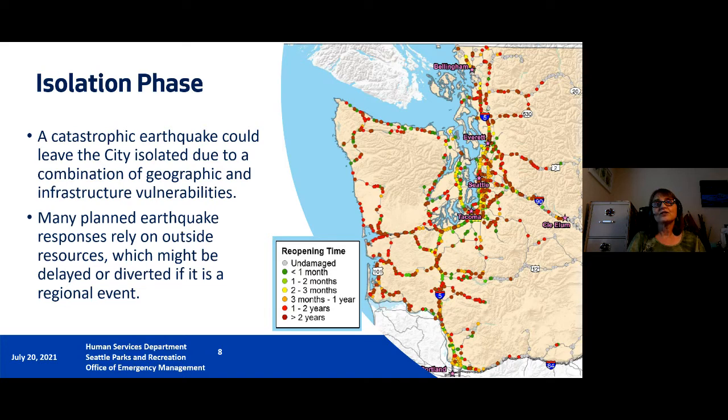With the infrastructure damaged, a catastrophic earthquake could leave the city isolated due to a combination of geographic and infrastructure vulnerabilities. Many planned earthquake responses rely on outside resources, which might be delayed or diverted if it is a regional event.